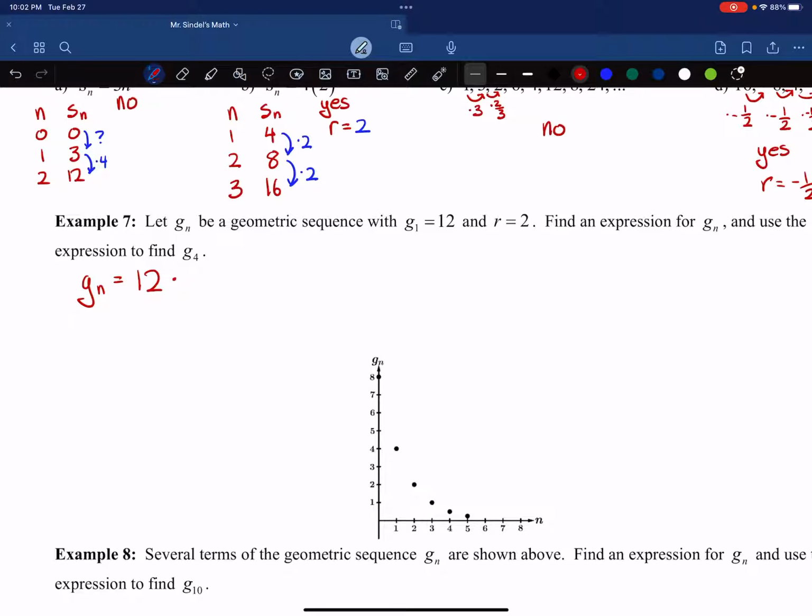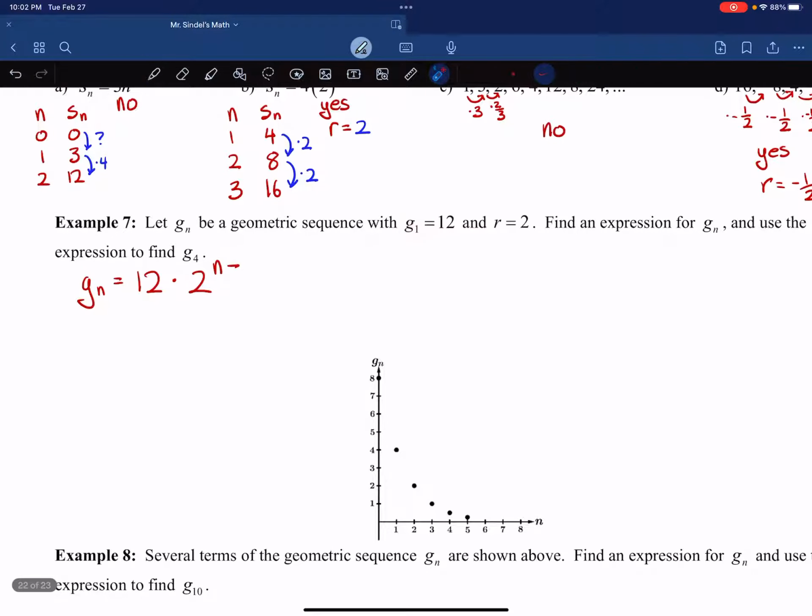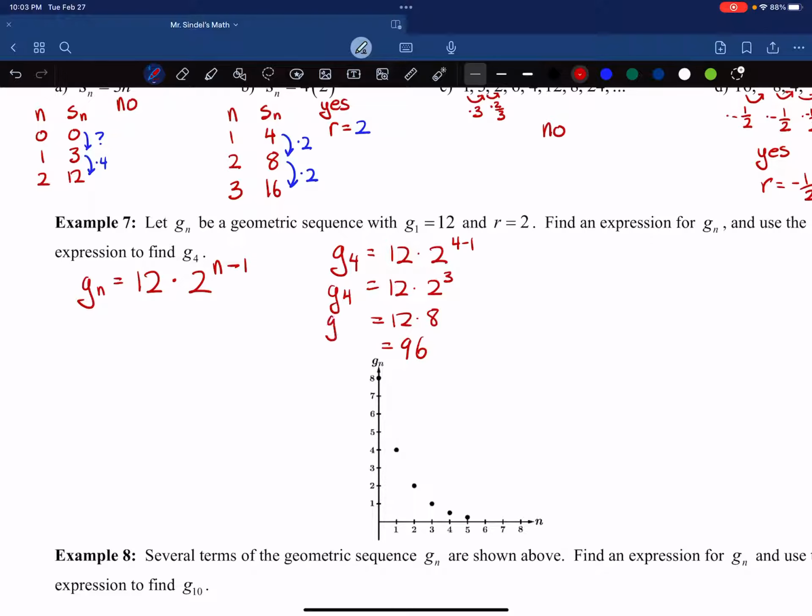So we multiply by the common ratio. The common ratio in this case is 2. It tells us that right here. And then this is going to be raised to the power of n minus whatever our term number was. This is the first term, so it's going to be n minus 1. Formula's done. We're going to use the formula now to find g of 4. So to find g of 4, I'm going to take 12 times 2 to the power of 4 minus 1. This is going to be equal to 12 times 2 to the power of 3, which is going to be 12 times 8, which is going to be 96. So the fourth term here is 96.